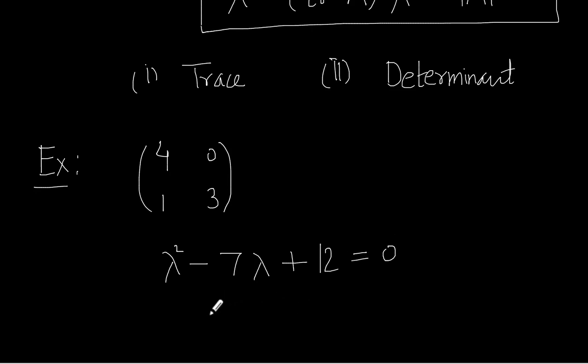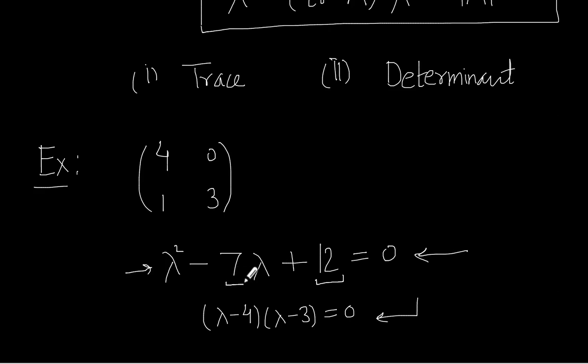So if you simplify the quadratic equation, it is the same equation which we have just found out, and it gives you the roots 4 and 3. Okay, so that means if they give you this equation, you can say that the matrix corresponding to it will have determinant 12 and trace 7.